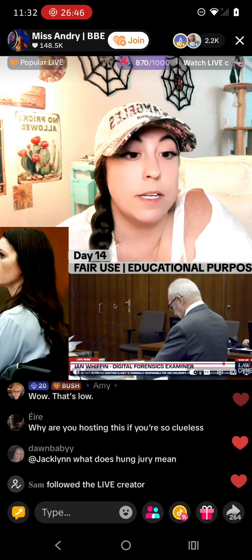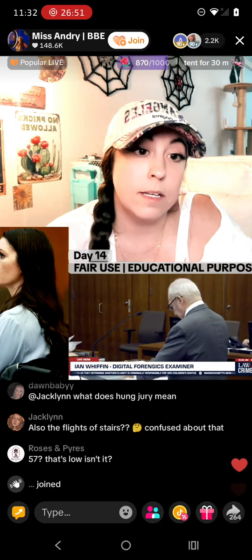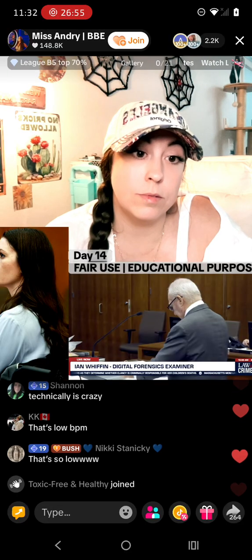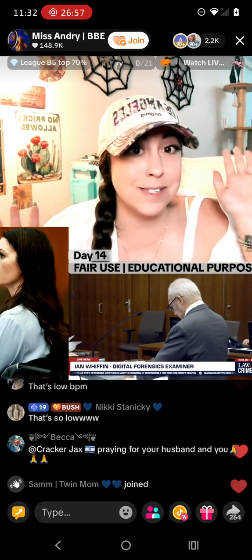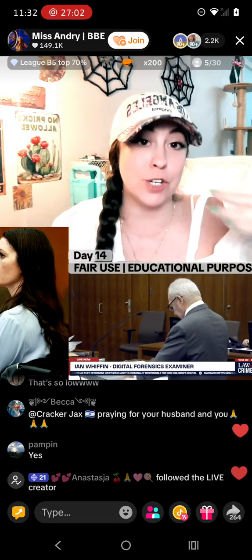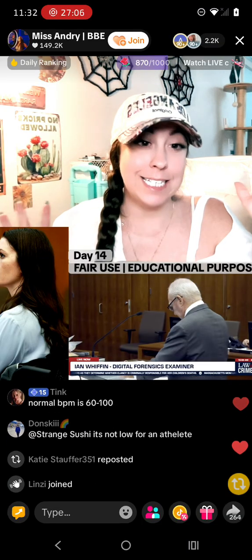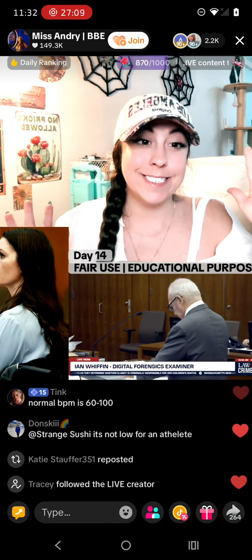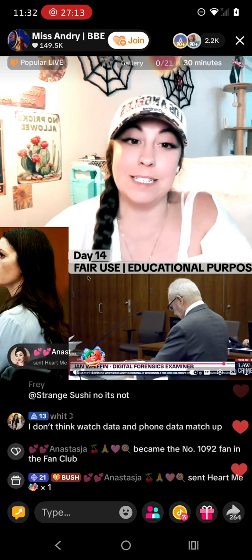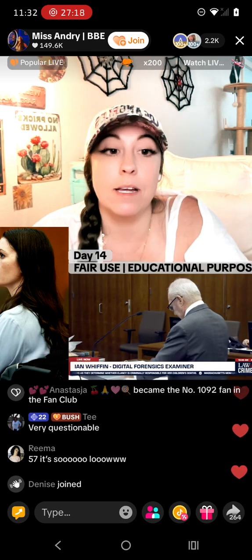I'm pretty sure Reddington is now trying to prove to the jury that the data is unreliable. Per this witness's testimony, I think it's questionable. He literally just asked him to confirm that it's reliable, and he didn't. He didn't. That's fascinating. But yeah, I think the 57 beats per minute is interesting.